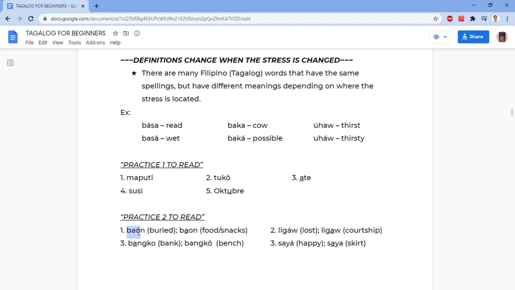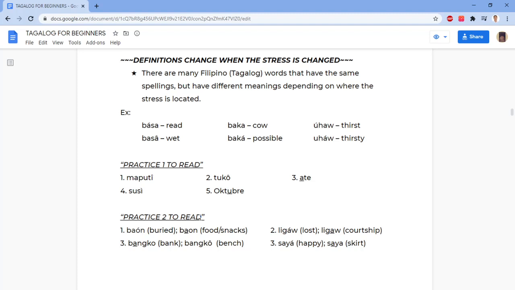For example, baon, baon. Here is baon, baon. Next, ligaw, ligaw. Bangko, bangko. Next is bangko, bangko. Third is saya, saya. Next is saya, saya.